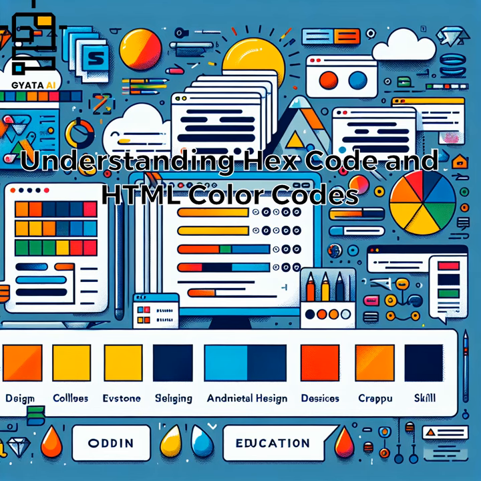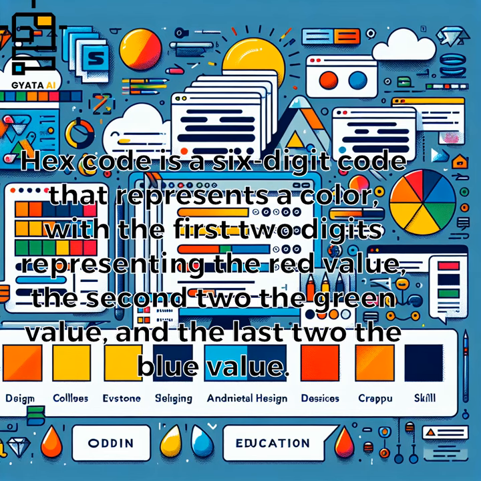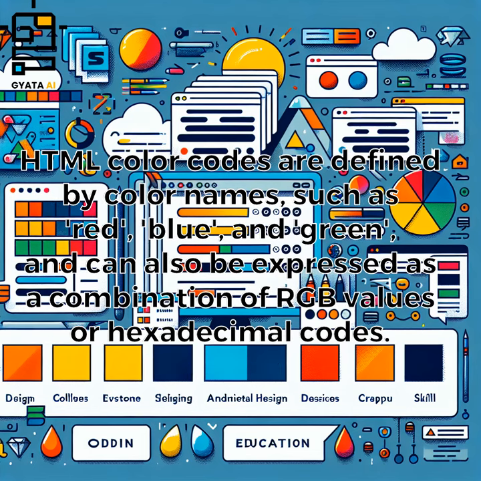Understanding hex code and HTML color codes. Hex code is a 6-digit code that represents a color, with the first 2 digits representing the red value, the second 2 the green value, and the last 2 the blue value. HTML color codes are defined by color names such as red, blue, and green, and can also be expressed as a combination of RGB values or hexadecimal codes.